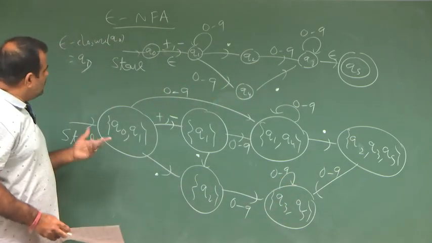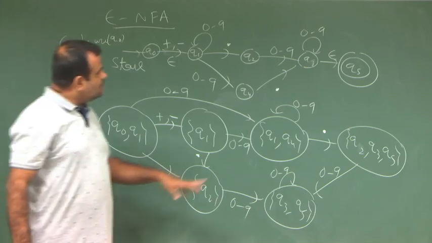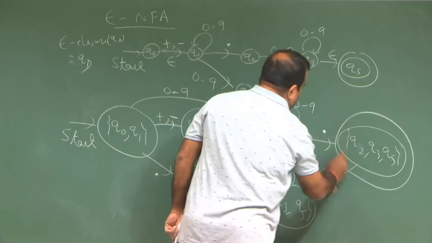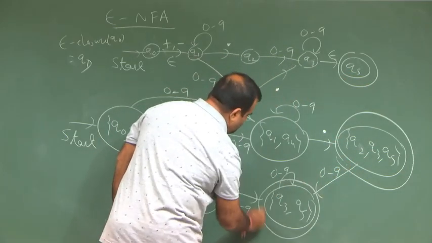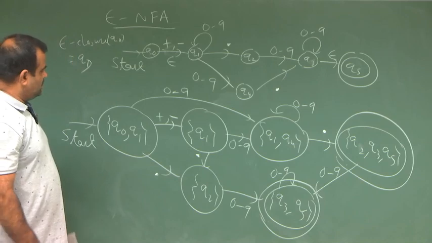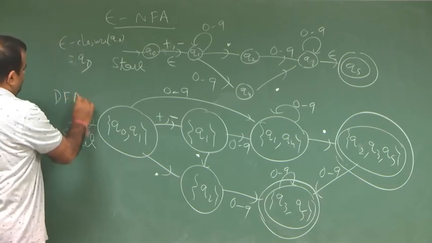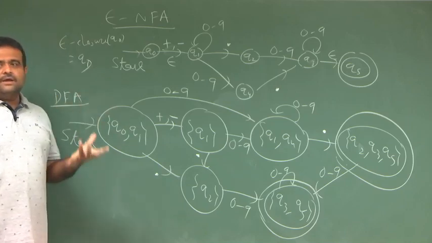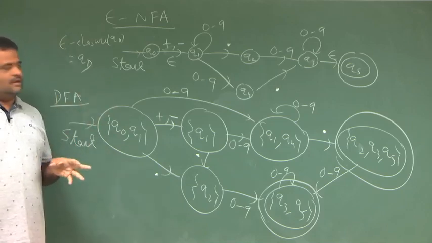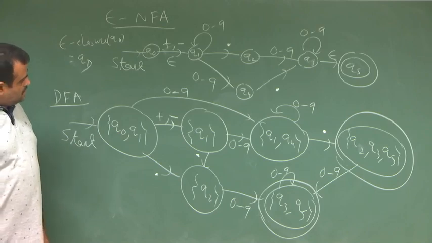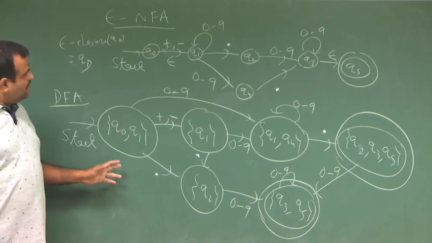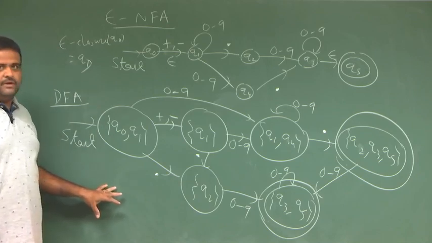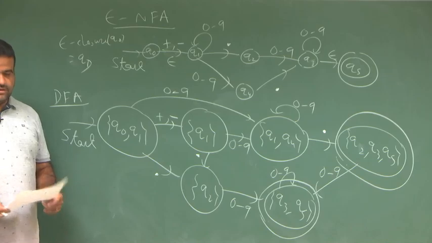Now, who are the final states? The final state is q 5, so wherever q 5 is contained, that will be a final state. So, these two are the final states. This is the corresponding DFA. This is a variant of the subset construction, but directly we are capturing the epsilon effect this way. So, this is the example where from an epsilon-NFA we can directly construct the DFA. Details will be given in the lecture note. Thank you.